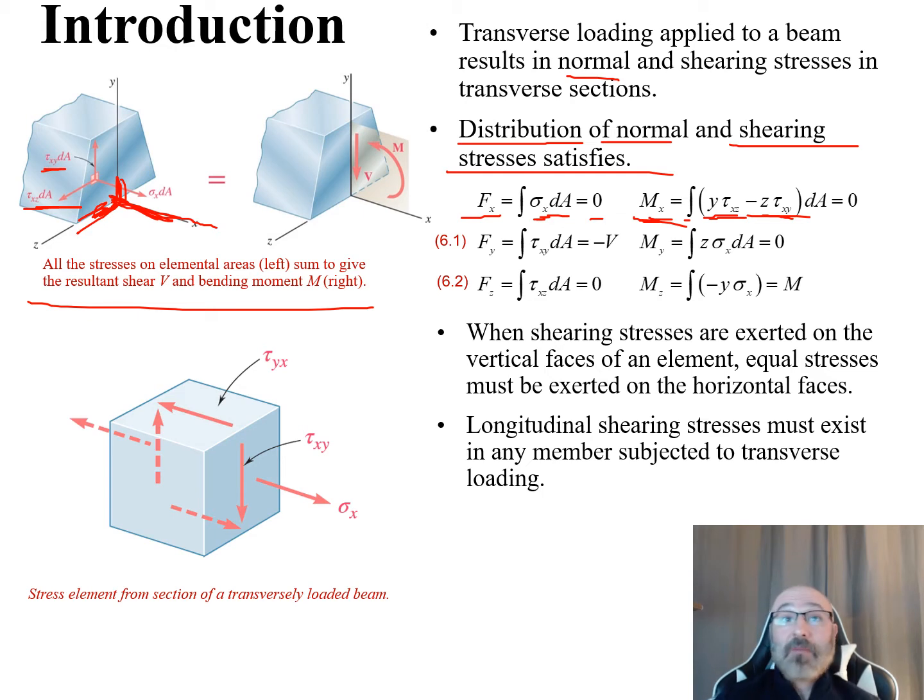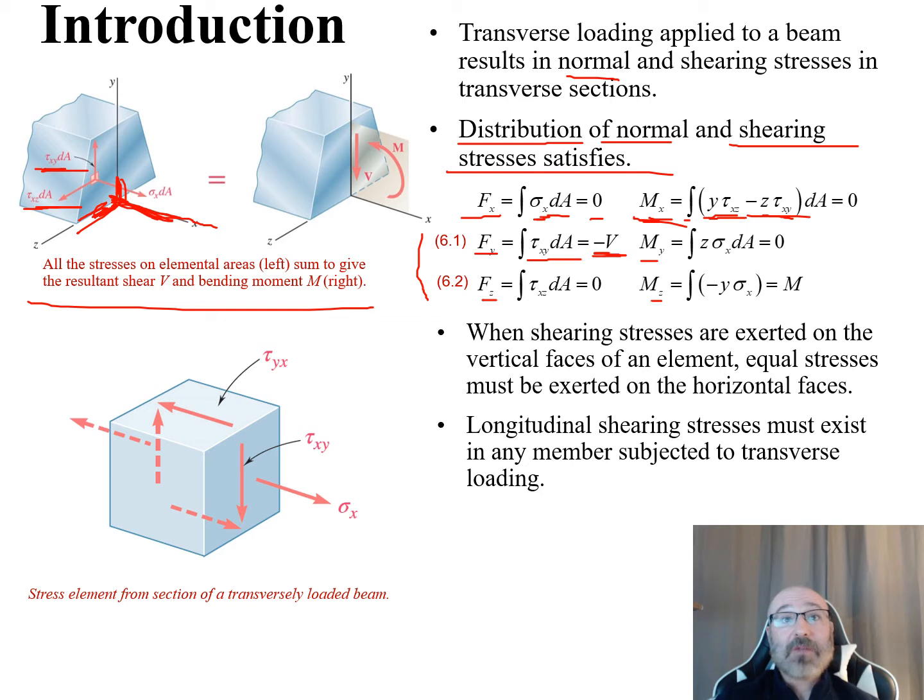Now we can do the same thing for the forces and moments: force in the y direction, moments about y, force in the z direction, moments about z, and these relate back to our textbook to equations 6.1 and 6.2. So now we can come over here and say, okay, what are the forces in our y direction right there? Well, we just have our tau xy dA for our force right there, which is going to be equal to our negative V right here.